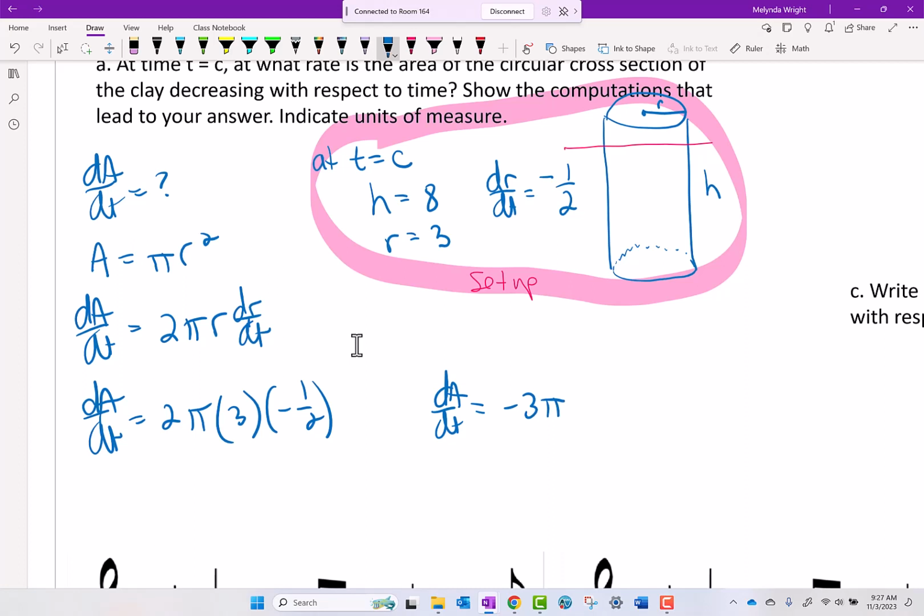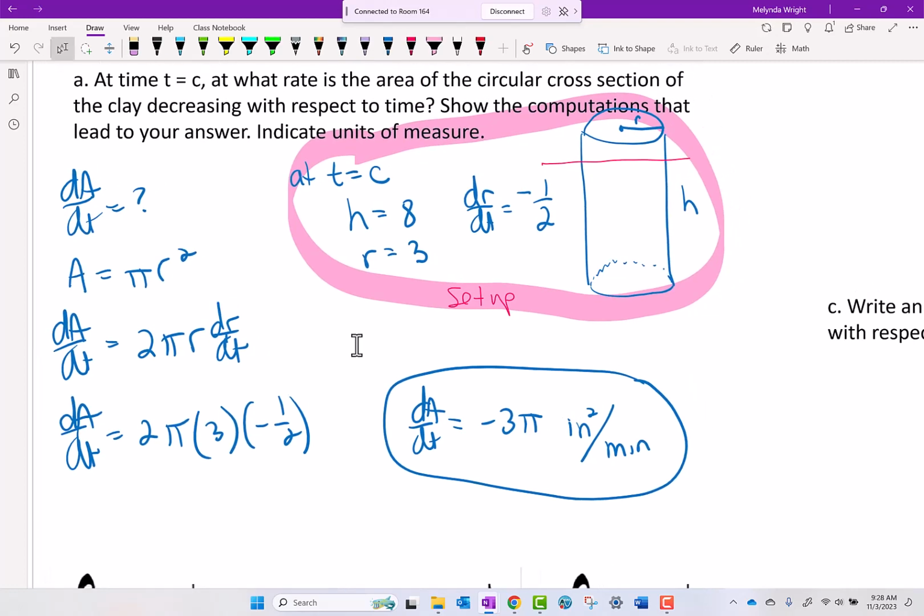Let's see, this is area. So since this is area, the unit should be squared, right? Because that's 2 dimensions. Area is like a sheet of paper, right? 2 dimensions. So inches squared per, and our time was minutes. And that's the first part of this problem. Okay, we okay? All good? All right.